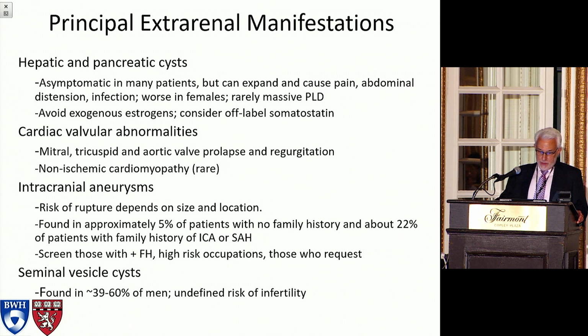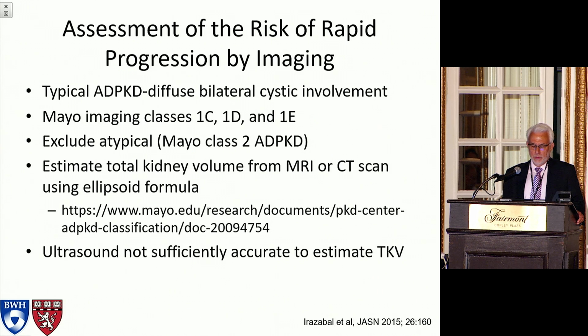Seminal vesicle cysts are found in 40 to 60% of men. So these occasionally show up in infertility clinics. Generally, people with PKD are not thought to be infertile, but there are some men who are infertile, potentially because of a sperm motility issue related to a ciliary defect.